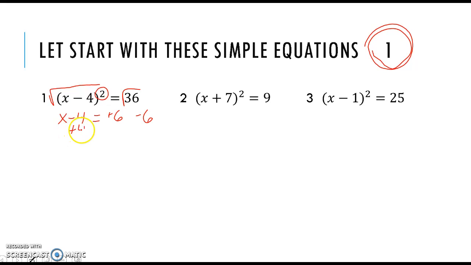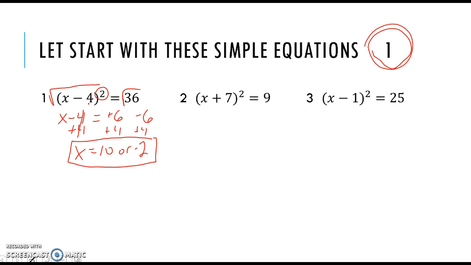And then when I add 4 to both sides, I'll add the 4 to the positive 6, and I'll add the 4 to the negative 6. And so x will equal 6 plus 4, which is 10, or negative 6 plus 4 is negative 2. And I can plug both of those in to make sure that they work. If I plug a 10 in, 10 minus 4 is 6, 6 squared is 36. If I plug a negative 2 in, negative 2 minus 4 is negative 6, and negative 6 in parentheses squared is also 36. So both of those equations work.